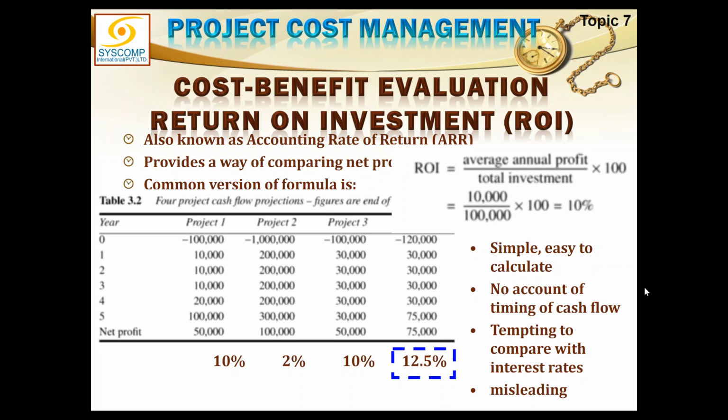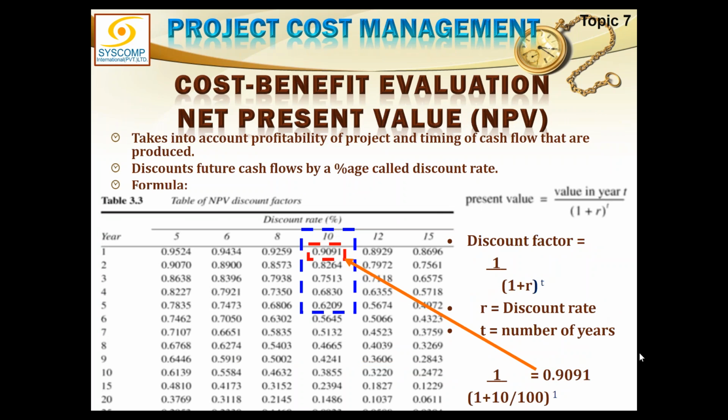Now let us go into another thing which is more interesting, and that is called net present value. Before I can talk about net present value, let us see if you know something about compound interest. Do you know what is a compound interest?